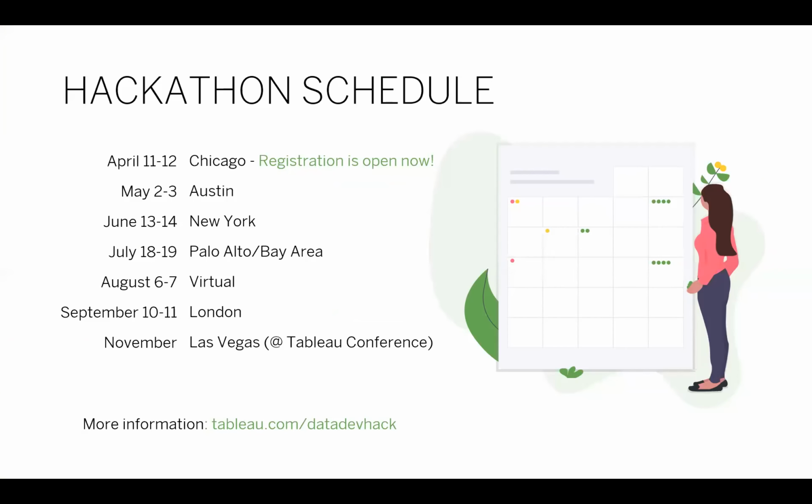If you want to know where else we're going this year, after Chicago, we're headed to Austin. Then we're going East Coast, going to New York. Then we're going to go down to the Bay Area and Palo Alto. We also have one in London for your European folks. And of course, like we always do, we have our Las Vegas Tableau conference run. And if you're not able to go to any of these locations, we also will be having a virtual hackathon in August as well. So it doesn't matter where you are, you can get a chance to hack with us all together.